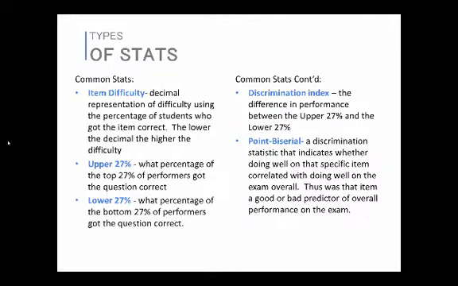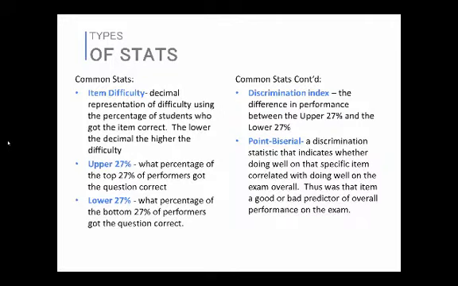Now, the point biserial is kind of a deeper discrimination type statistic. It gives you two things. It helps you determine the discrimination of the particular item by not just including the performance difference in the upper 27 and lower 27, but it actually includes all of the students and how they did on that question. And it also compares how students did on that question, every single one of those students, with how they did on the entire exam as a whole.